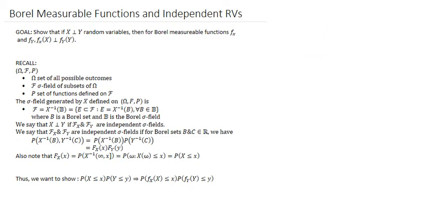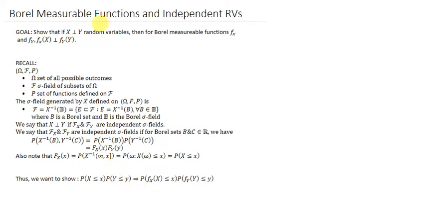Hi everyone, this is a quick proof showing that if we have two random variables that are independent, then for Borel measurable functions f1 of x and f2 of y, the functions f1 of x and f2 of y will also be independent. Just a little review before we get into the proof.